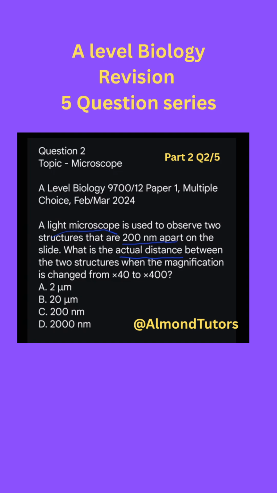Remember, we have image size and actual size. So we could be having image distance, actual distance. We're talking about actual distance here. So you may want to say that, because we've magnified it 10 times, therefore we should multiply the distance apart 10 times. But this is almost like a trick question. The distance apart does not change. It does not change with an increase in magnification.